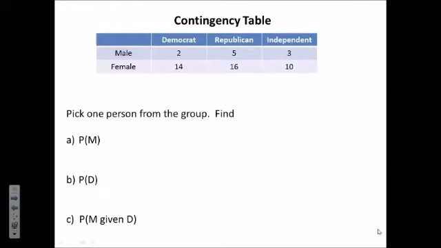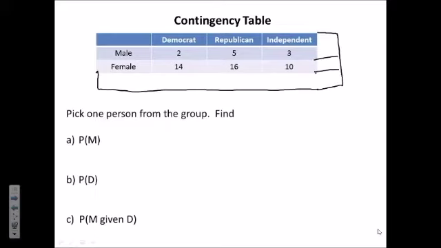This is a contingency table which shows the party affiliation of a group of people. We have 2 male Democrats, 14 female Democrats, 5 male Republicans, 16 female Republicans, 3 male independents, and 10 female independents. A good idea when you get this kind of table is to put another row and column in for totals. So if we add 2 and 14, we have 16 Democrats. If we add the Republicans, we have 21 Republicans.